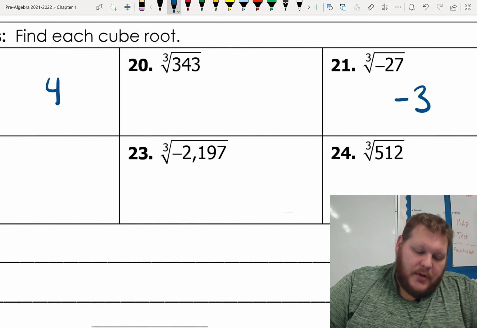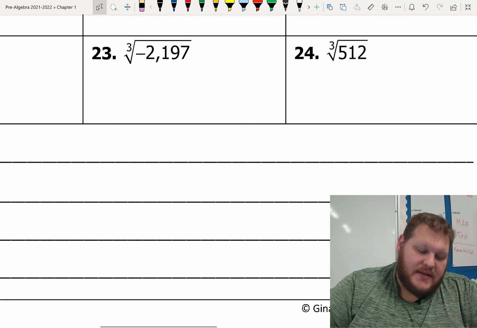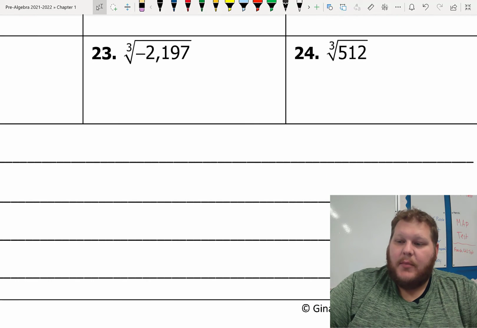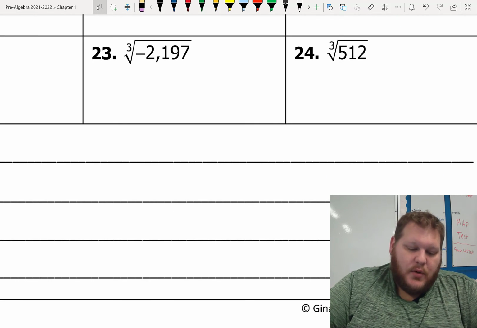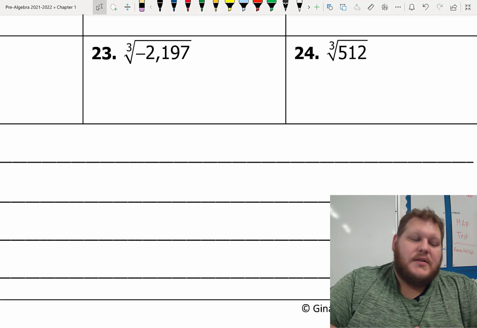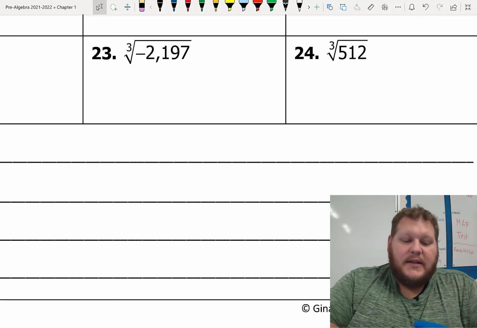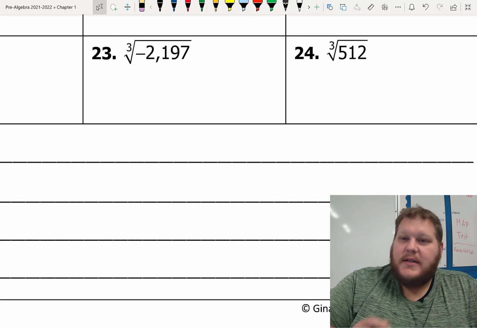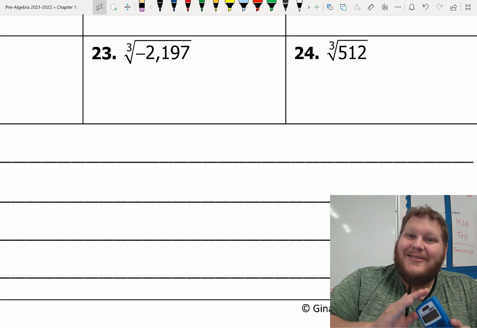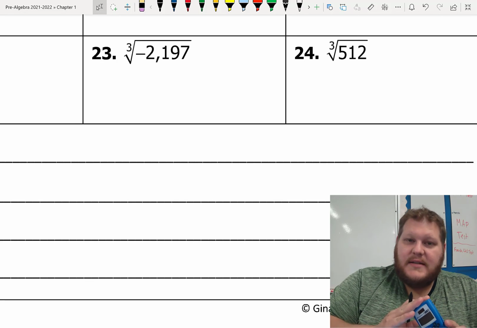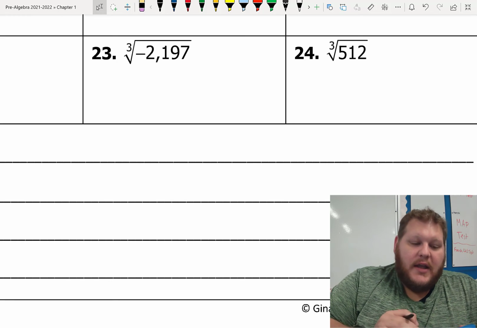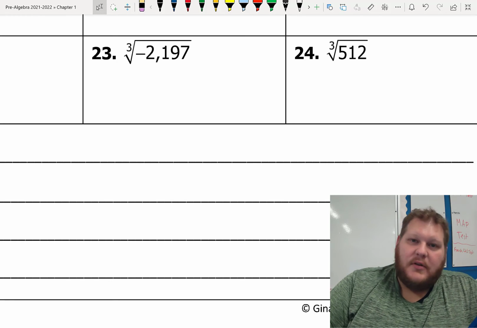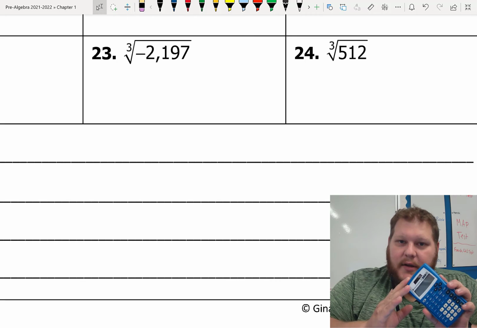With our last one, number 23, this is definitely not on our list. It's a really big number, negative 2,197. So with this, it's a little more complicated to type into our calculator, but it still can do this. It definitely still does cube roots. So I'm going to write out my full list of symbols and walk you through it on the calculator.